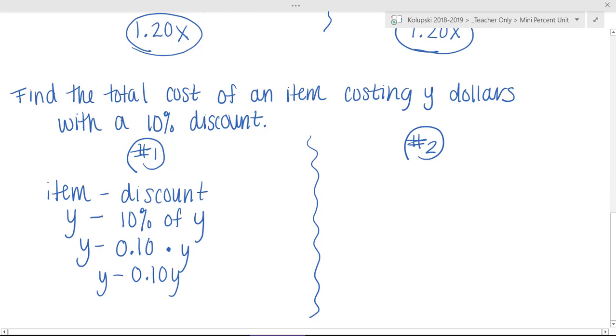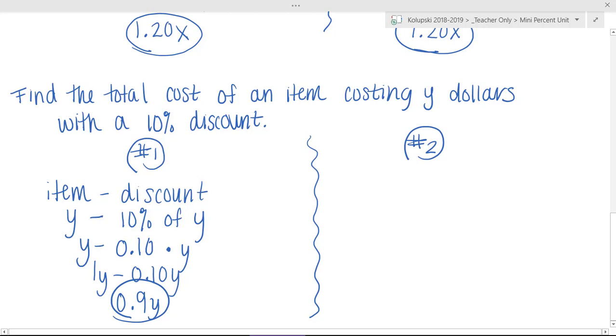Again, these terms are the same because they have that variable. So I can go ahead and simplify. Now I'm subtracting 1 whole and 10/100 to get 9/10 y. So if I knew the price of the item, I could just simply take the item and multiply it by 9/10, and it would give me the final cost.